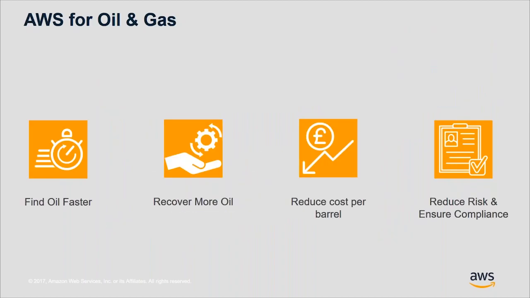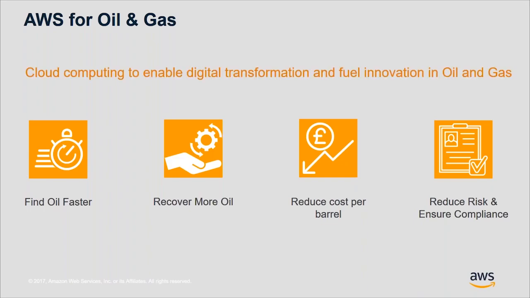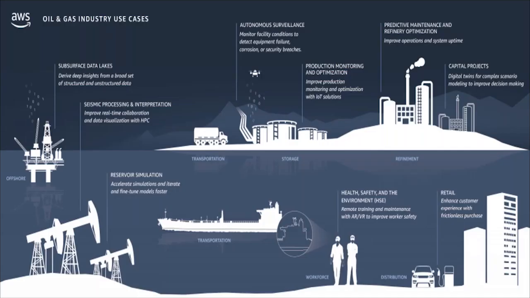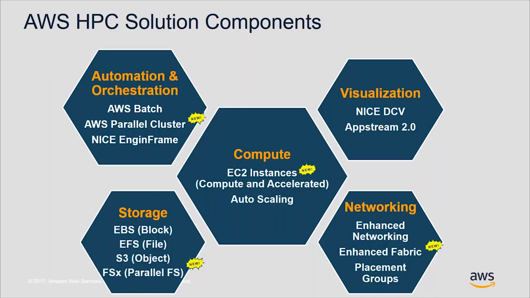When we look at oil and gas, Amazon Web Services can accelerate digital transformation to help you find oil faster, recover more oil, reduce the cost per barrel, and reduce risk and ensure compliance. Let's quickly summarize some of the use cases that we have in the next slide here. Everything from subsurface, seismic, reservoir simulation, obviously with CMG, which we'll talk about, up to oil field operations on up through retail. So a full span of use cases.